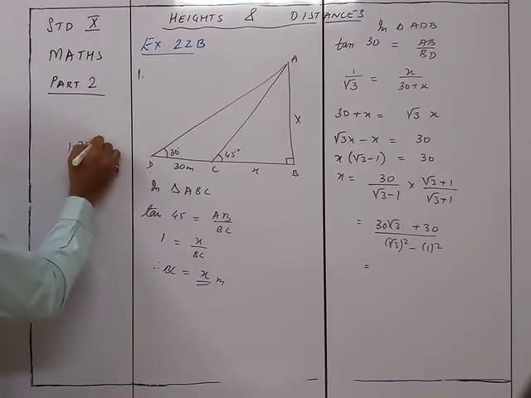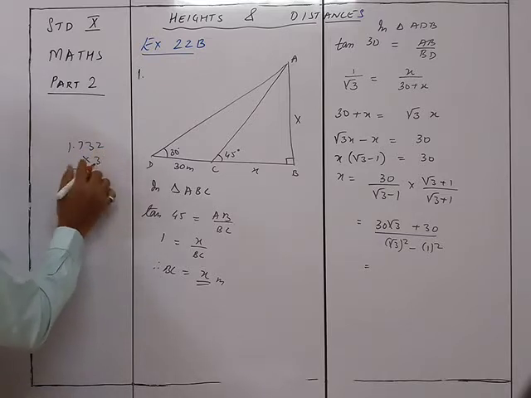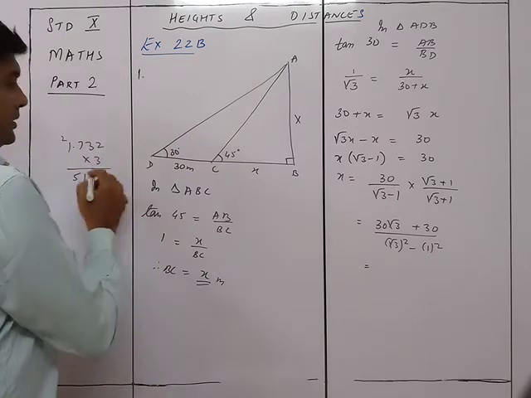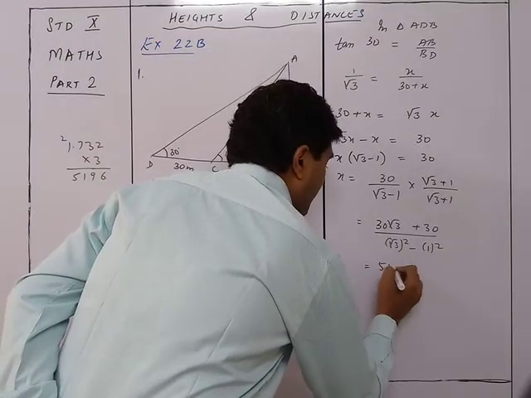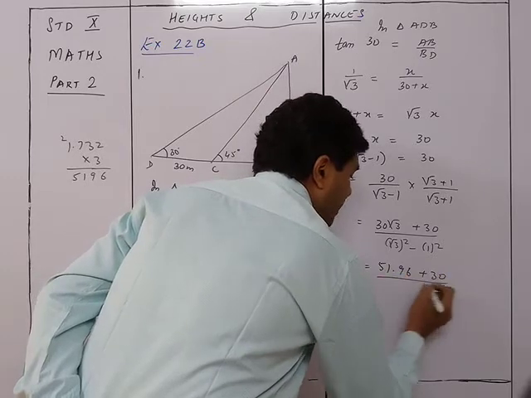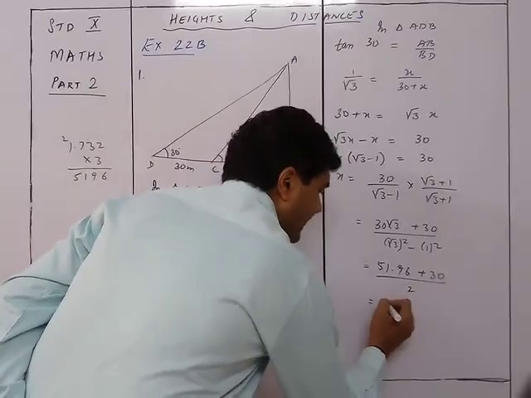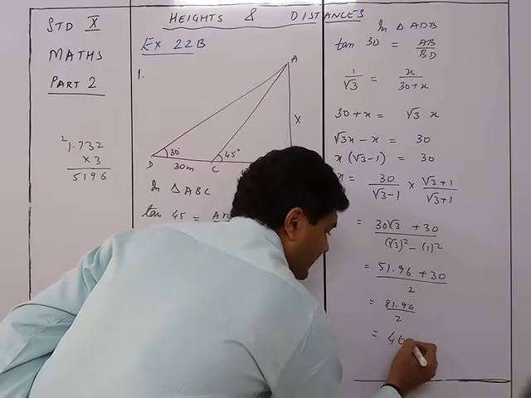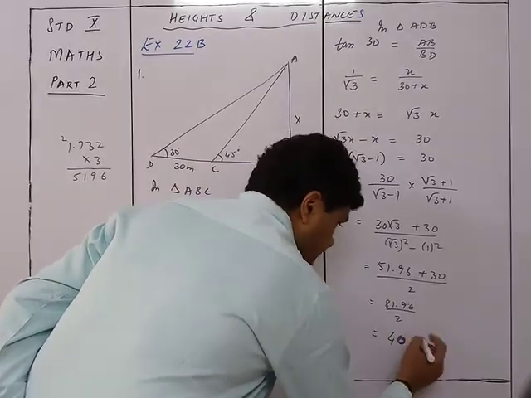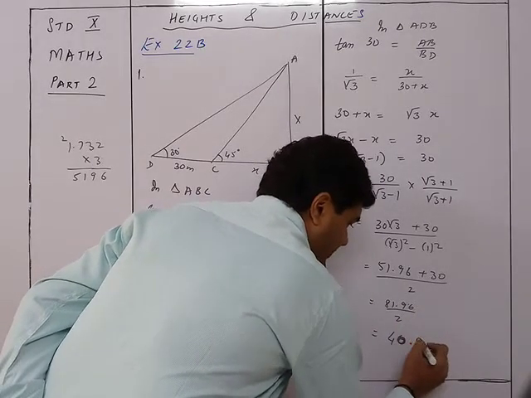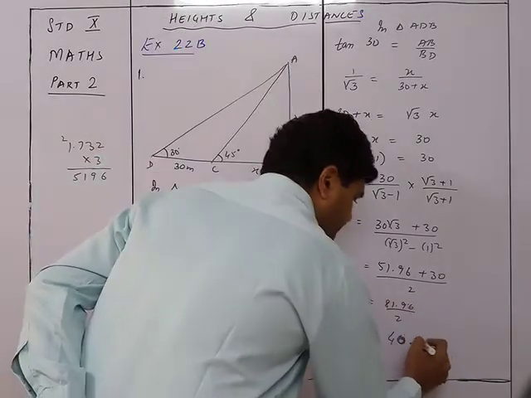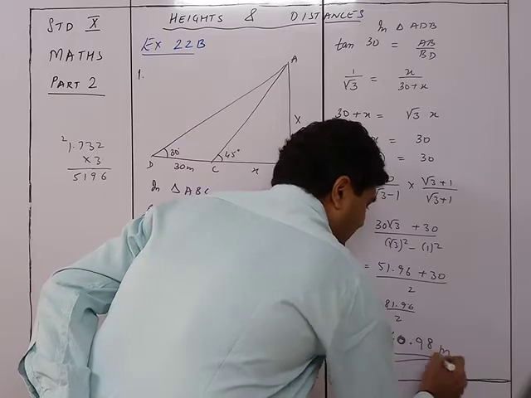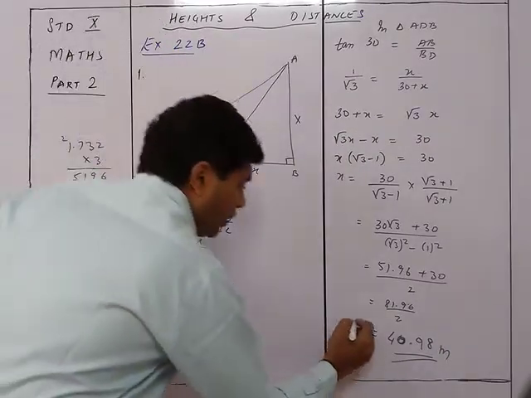It is 1.732 into 30. So we say 3 first, so it will be 51.96 plus 30 upon 3 minus 1, which is 2. That is 81.96 upon 2. That will be 40.98 meters, the value of x.